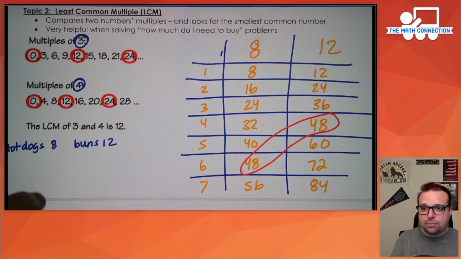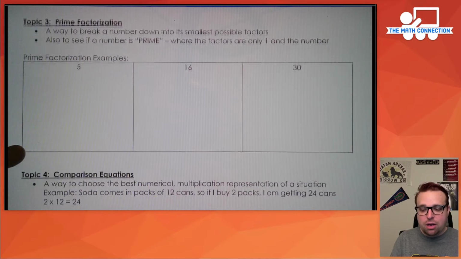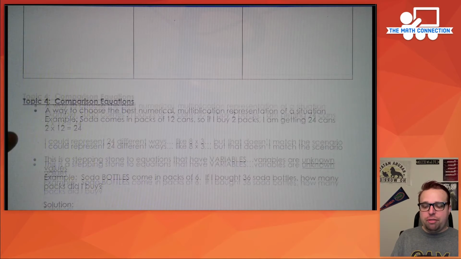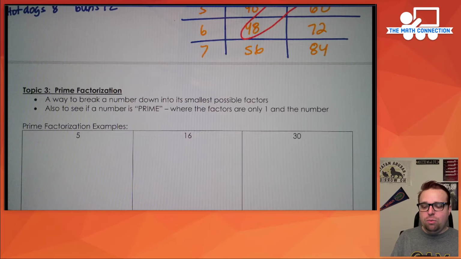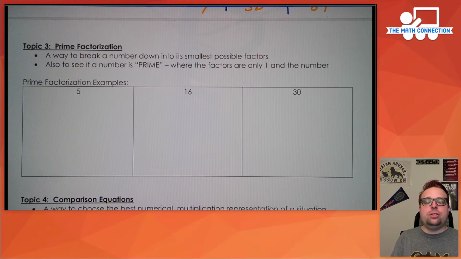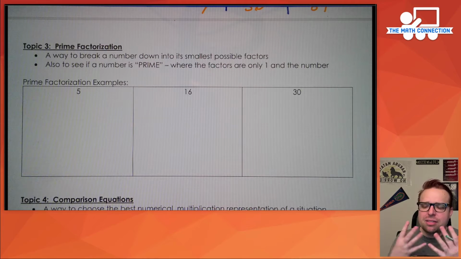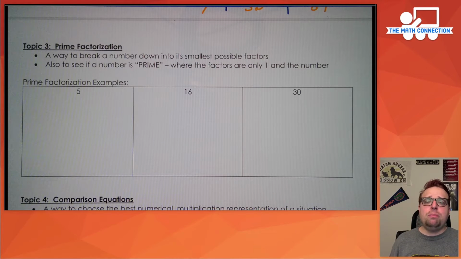Cool. So let's roll on here. We have 2 more things to talk about. One is called prime factorization. In a prime factorization, we are taking a number and breaking it down into the fewest, smallest parts that you could possibly break it down into. So I like to think of this sort of like Legos, right?